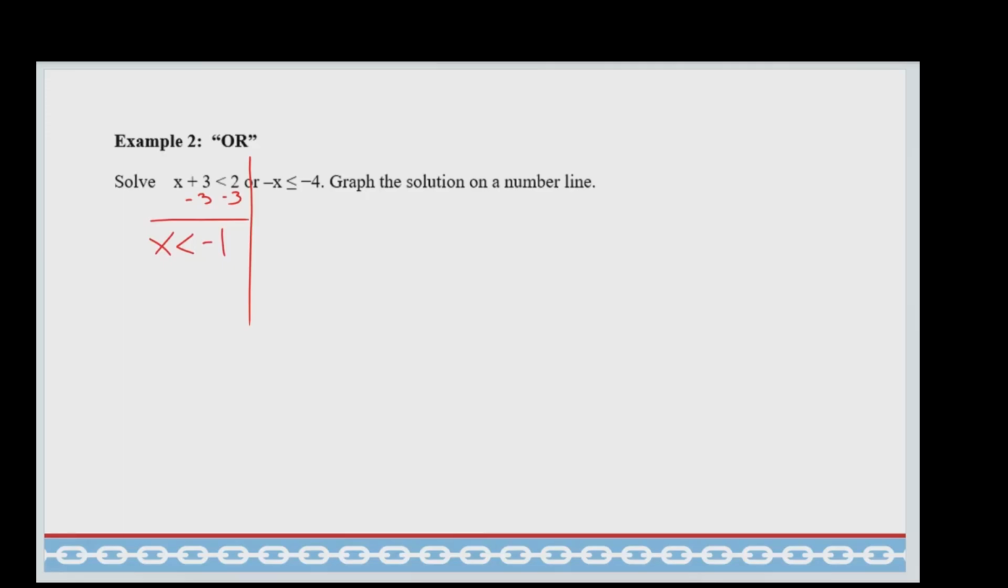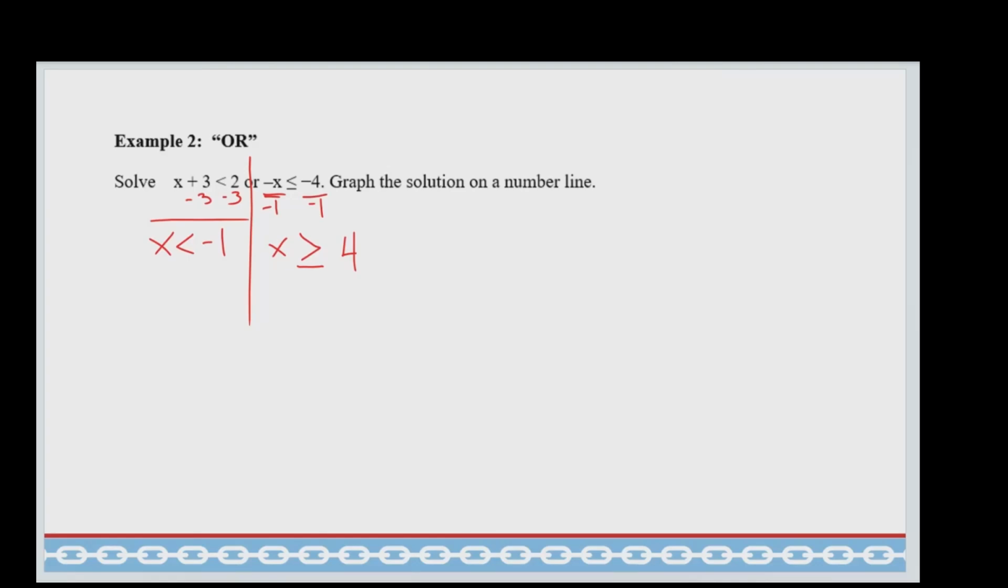On the other side, I need to divide away this negative sign to get x by itself. I divided by a negative, so I flip the sign. Now notice here, the signs are going opposite directions, and that's okay. Before, the signs were going all the same way. That's when we had the and case.